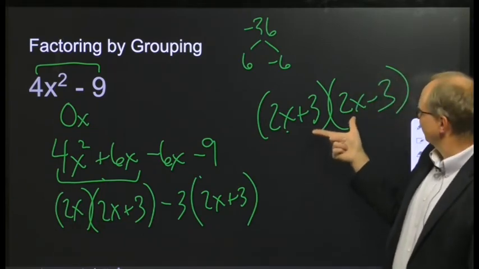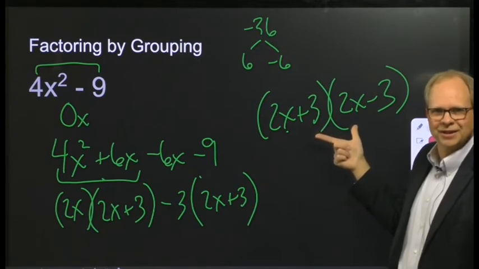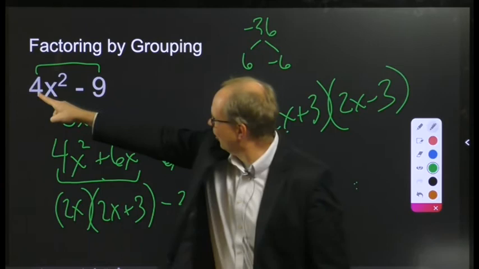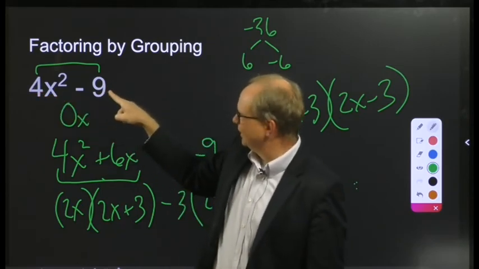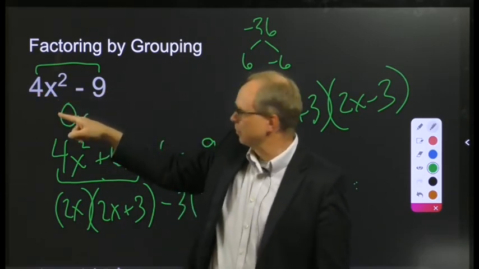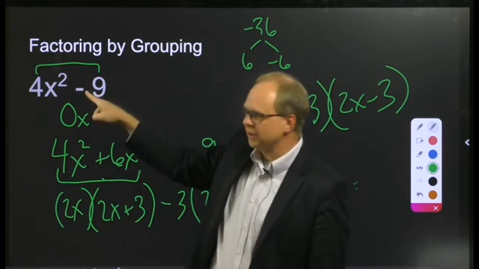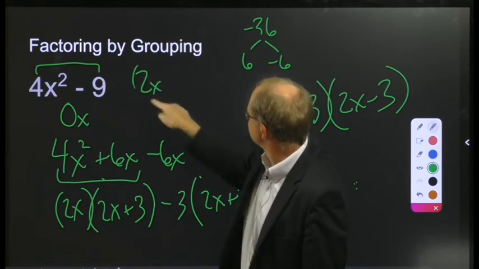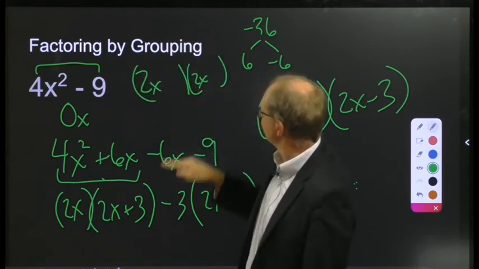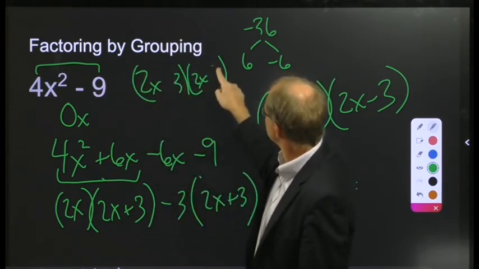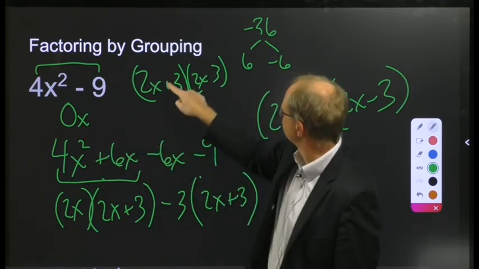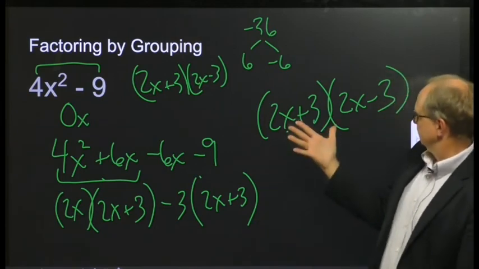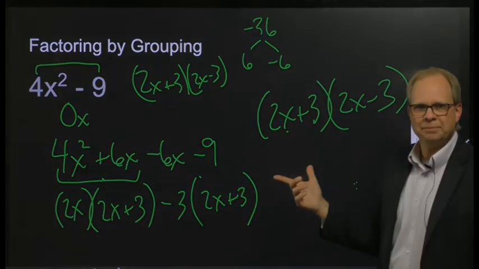Hey, this is that difference of squares situation that we mentioned. 4 is a perfect square, 9 is a perfect square, and of course the x squared is a perfect square. We have a difference of perfect squares. So it's going to be 2x times 2x, and then 3 times 3, but to get rid of the middle one, one's a plus and one's a minus. If you recognize that, save yourself a little bit of time.